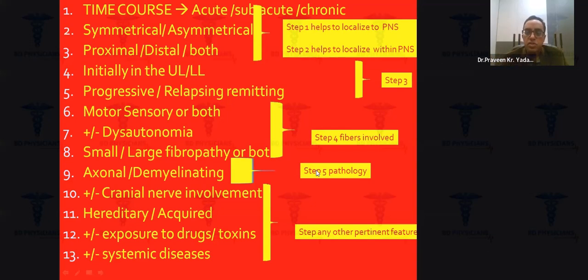Third is, what is the distribution of the neuropathy, whether it is predominantly proximal or predominantly distal neuropathy. As we all know, the metabolic diabetic neuropathy is predominantly a distal neuropathy. So it affects the distal lower limbs first and then the distal upper limbs. But if we get a proximal weakness or proximal involvement in a diabetic patient, it is unlikely to be a simple diabetic metabolic neuropathy.